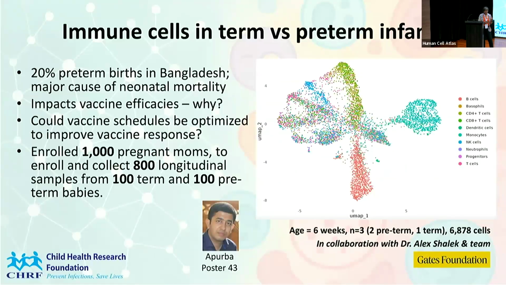So hot off the press, we just loaded the first 3 samples last week into our sequencer. Of course, too early to say anything, but Opurbo in poster 43 can tell you more about what we are finding and what our plans are. This is in collaboration with Alex Shalak and team and funded by the Gates Foundation.